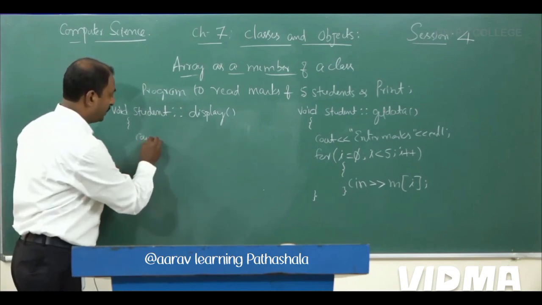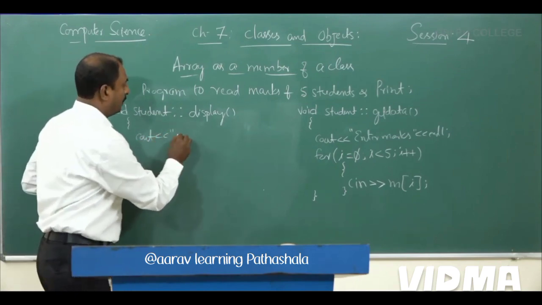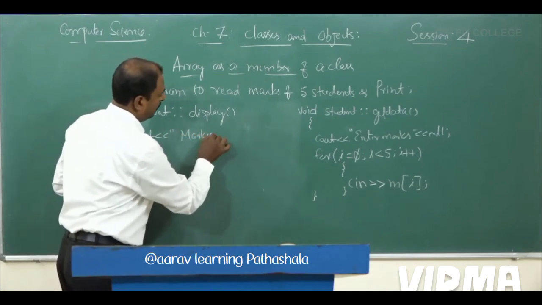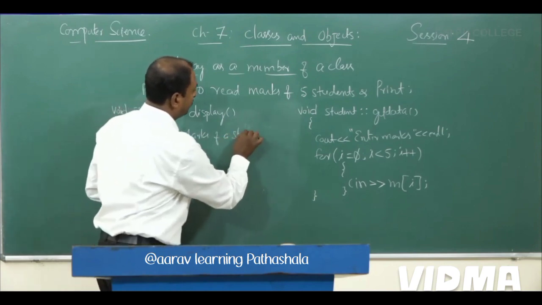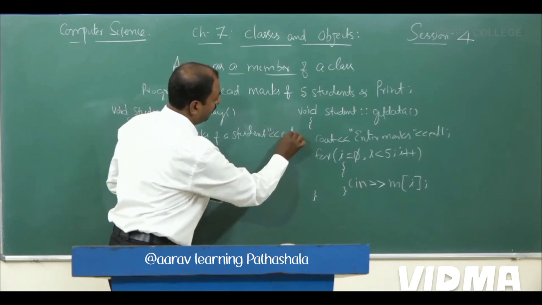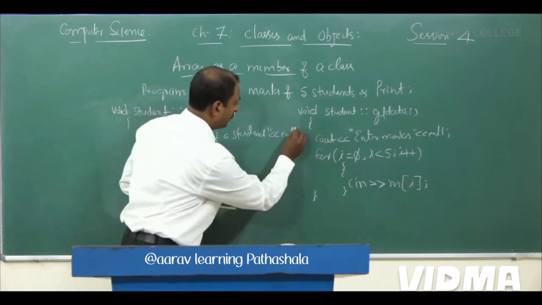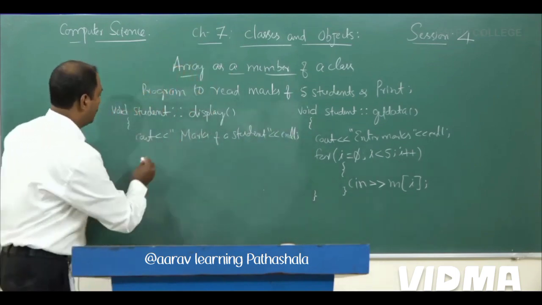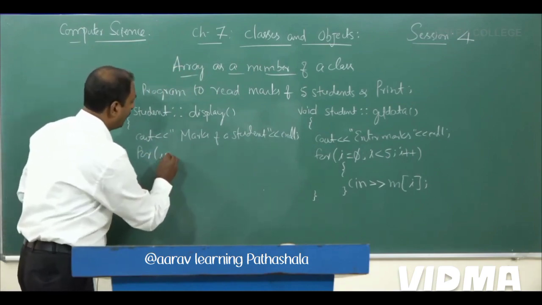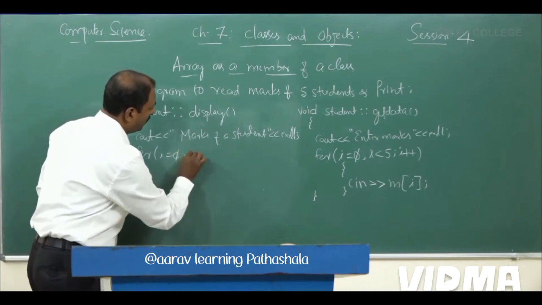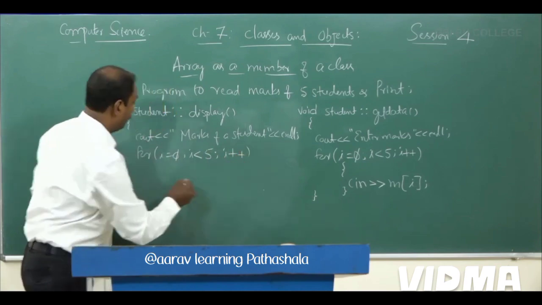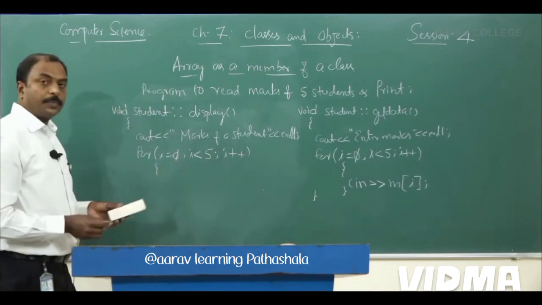Here first one is, I say, cout marks of a student, I say endl semicolon, and after this I have to use again a for loop. Already have learned last year. For i equals to 0, i less than 5, i plus plus, and here the output statement is cout.